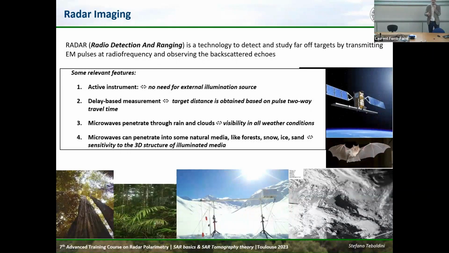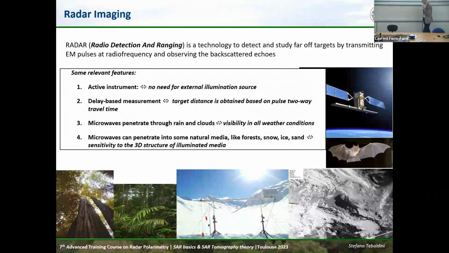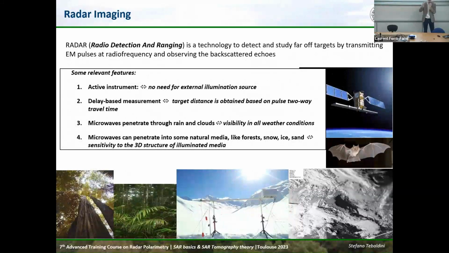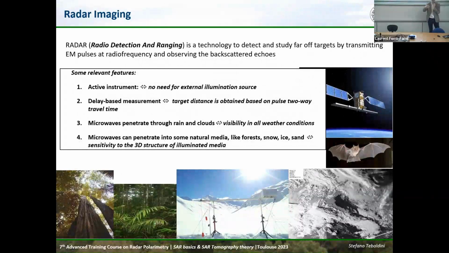First, it is an active instrument. So in remote sensing, there is always this distinction between active and passive. A passive instrument is an instrument that just senses what is already there. Like a camera, you get an image because of the sunlight. Not so a radar. A radar is an active instrument, so it transmits its own source of illumination.